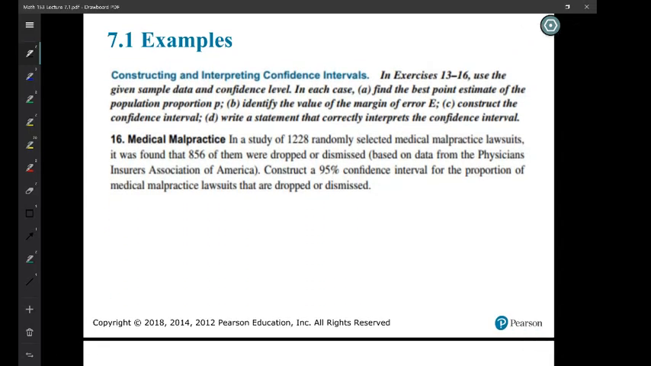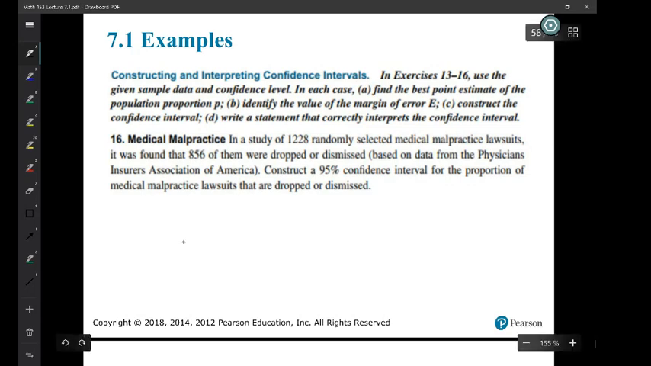In this next example, we want to find the best point estimate of the population proportion P, identify the value of the margin of error E, construct a confidence interval, and then interpret that. So we have a medical malpractice study of 1,228 randomly selected medical malpractice lawsuits, and it was found that 856 of them were dropped or dismissed. So construct a 95% confidence interval for the proportion of malpractice lawsuits that are dropped or dismissed.